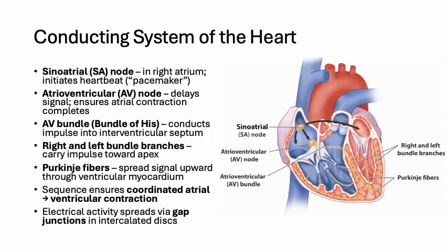This entire sequence, SA node to AV node to bundle branches to Purkinje fibers, ensures the heart contracts in a specific order: first the atria, then the ventricles. This coordination is absolutely essential for efficient blood flow and is made possible by both specialized conducting cells and the electrical connectivity between regular cardiac cells via gap junctions.